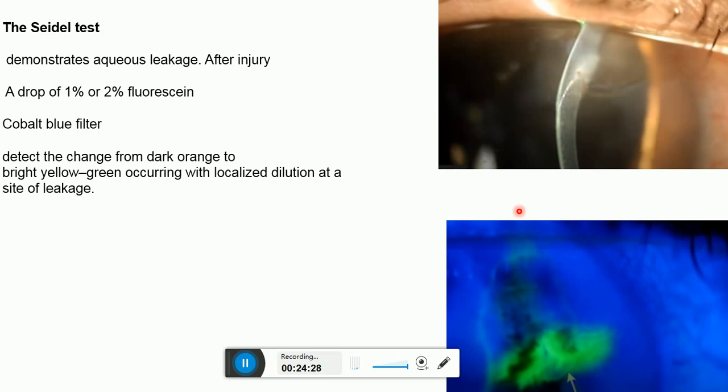A drop of 1% or 2% fluorescein is applied to the surface of the eye. Using a slit lamp, the cobalt blue filter is used to detect a change in color from dark orange to bright yellow green, secondary to localized dilution at a site of leakage.